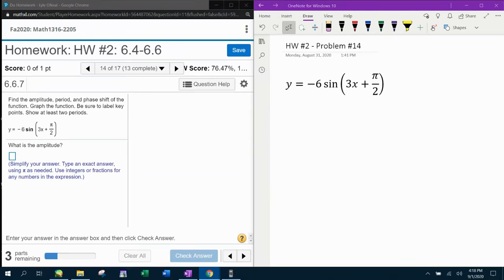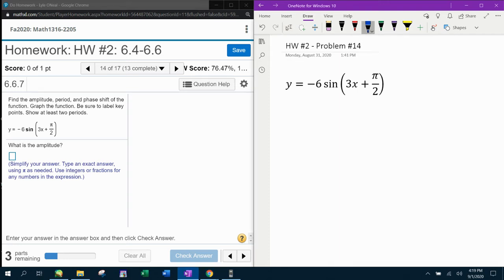All right, here we go. Question number 14 from our 1316, homework number 2 in MyLab Math. They want us to find the amplitude, period, and the phase shifts, graph the function, and more. Okay, so here we go.